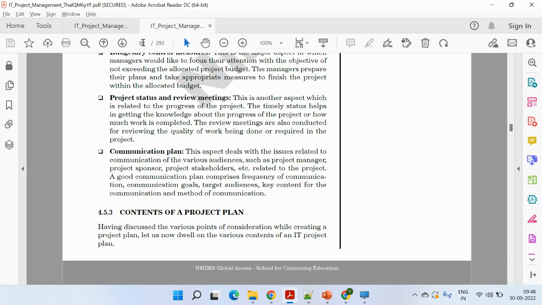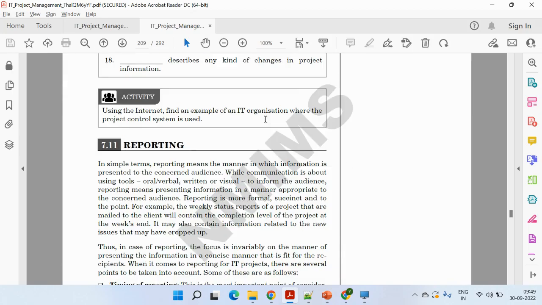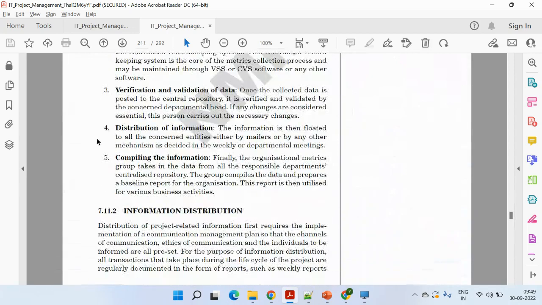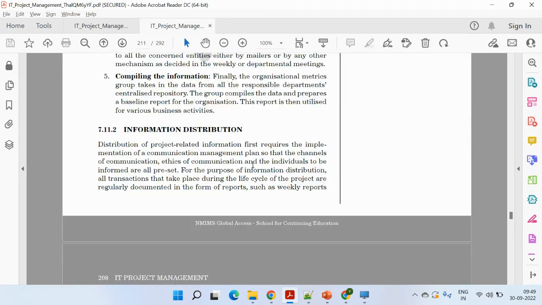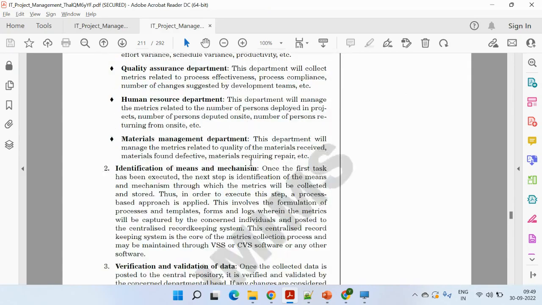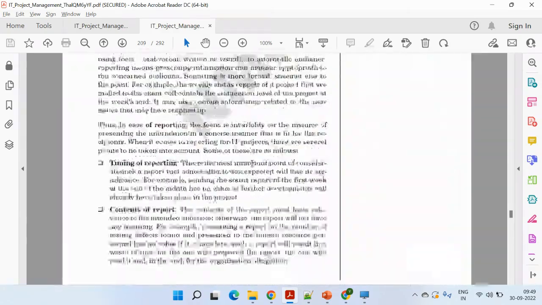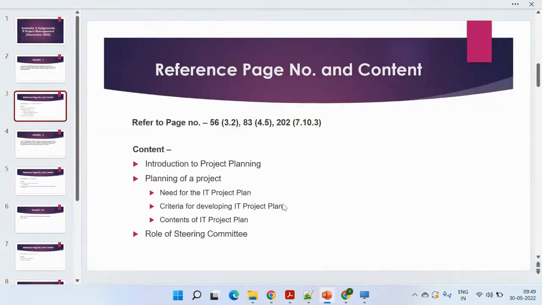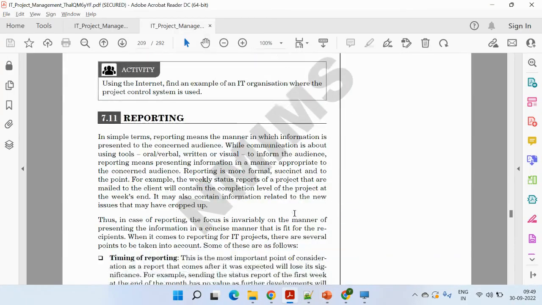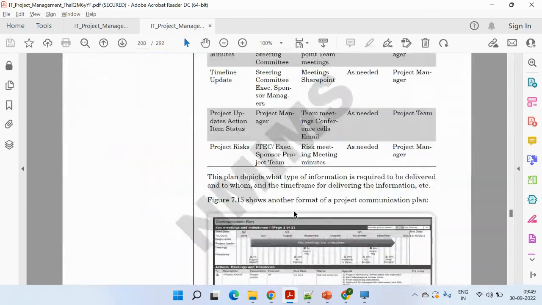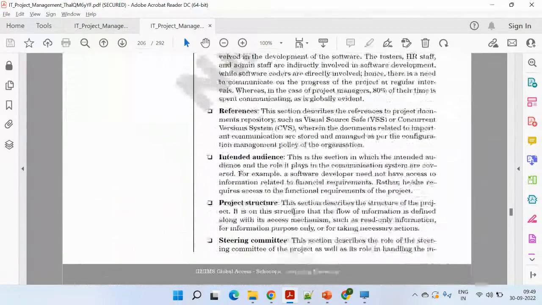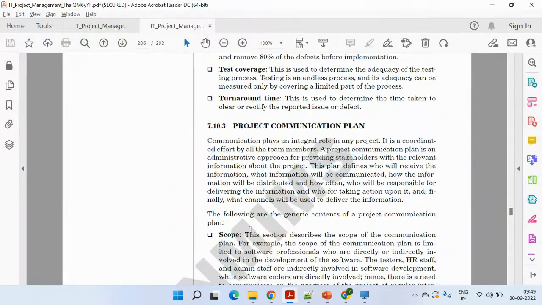Then the next part is the role of the steering committee. I said it's on page number 207, but I think I mistakenly mentioned a wrong page number. It's 7.10.3, the project communication plan. So this is about the project committee.